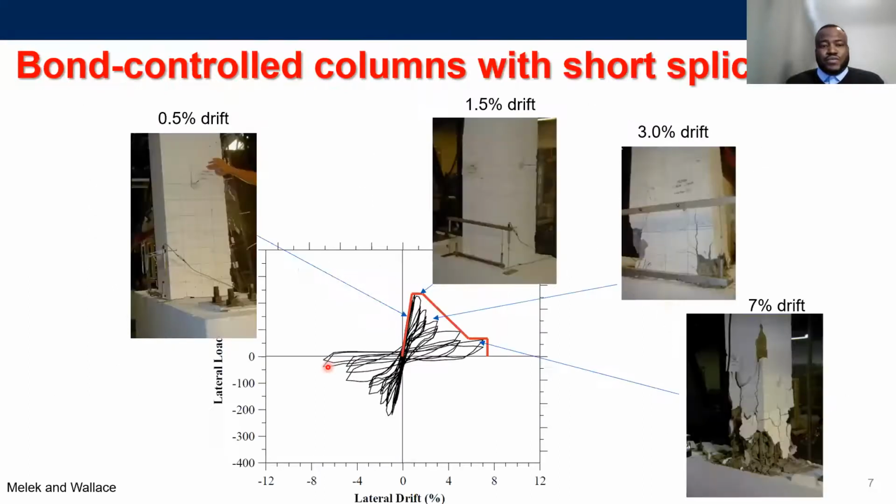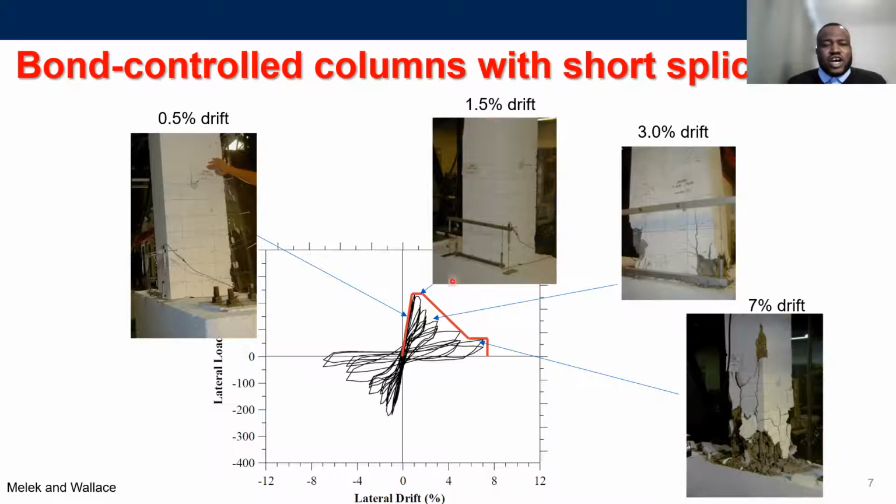So for bond-controlled columns with short splices, what happens is, as you can see on the plot, this is a hysteresis plot of a test that was carried out at UCLA some time back. And what you see here is that the bond failure happens at a drift of about 1.5%.